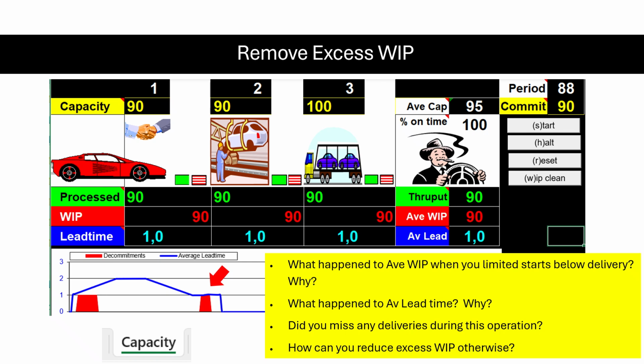Setup, continue from previous exercise. Change Step 1 capacity to 80. Run, press Start, until the excess inventory is depleted, press Stop. Change back Step 1 capacity to 90, press Start.